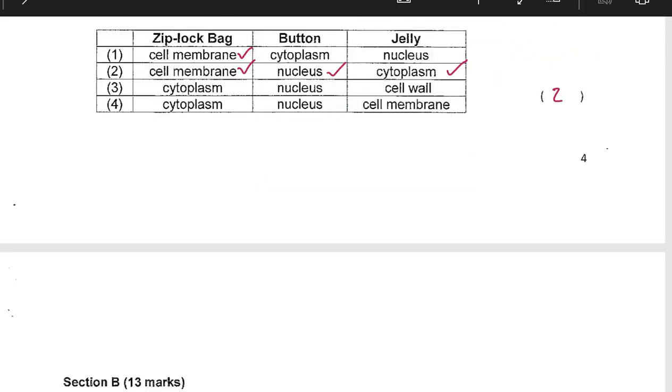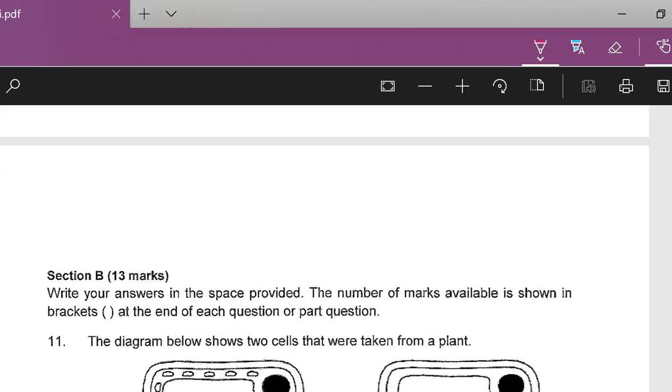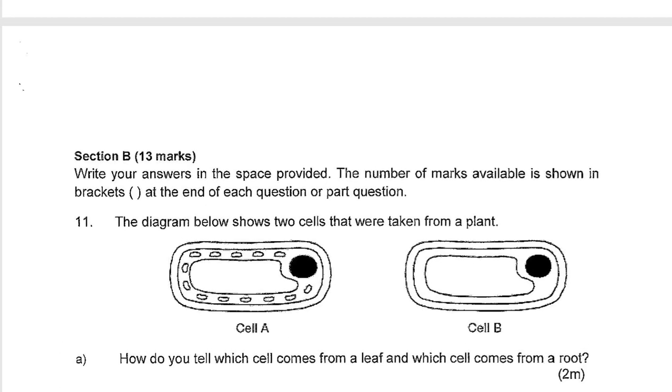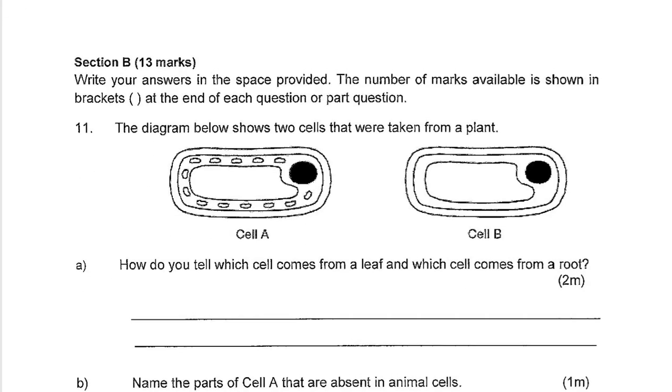Let's go on. Okay, we are on open-ended finally. Now, how can you tell which cell is a leaf and which cell is a root? Because there are 2 things being mentioned, and this is worth 2 marks, I would expect that your answer talks about both. To be very strict, and if you want your answer to be perfect and guarantee yourself 2 marks, talk about both things.